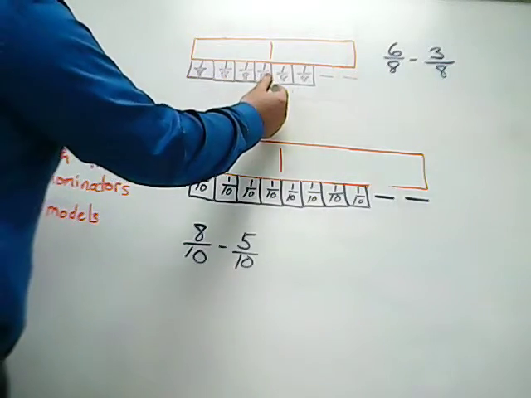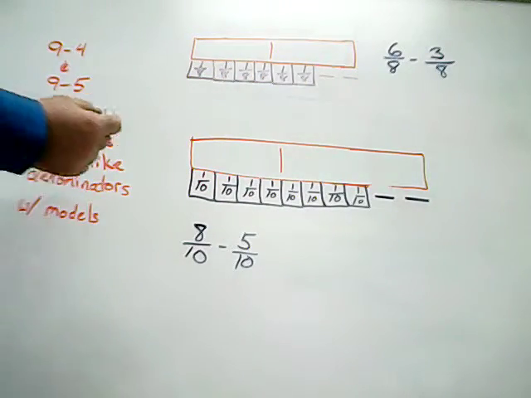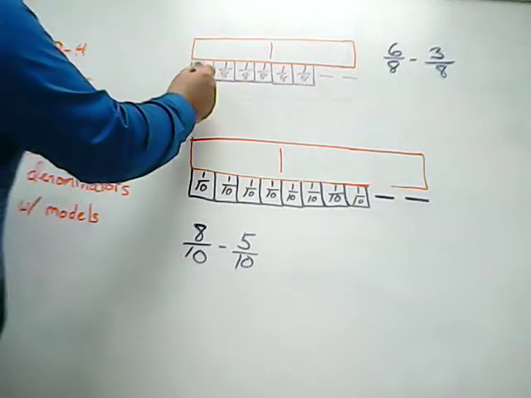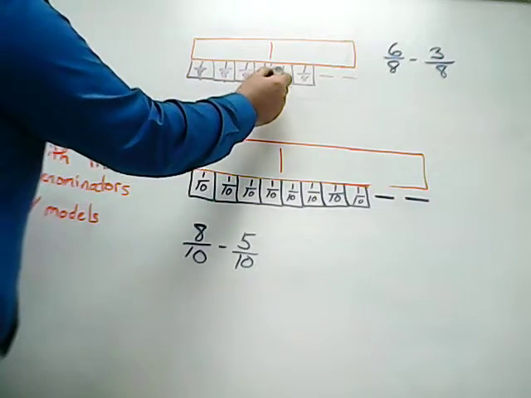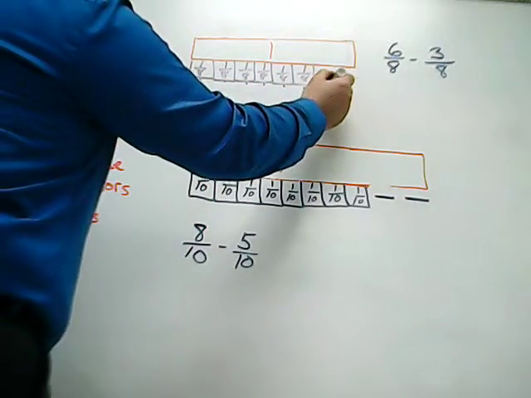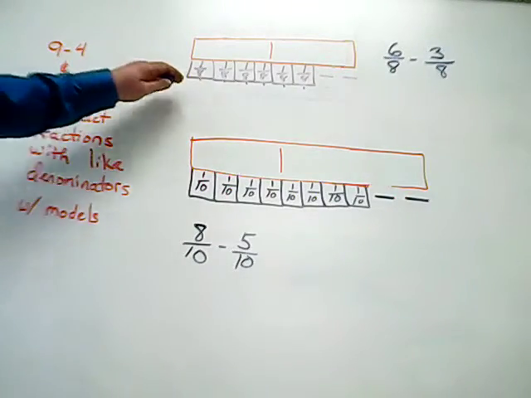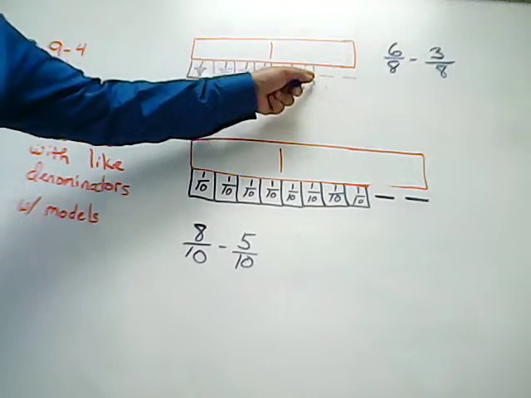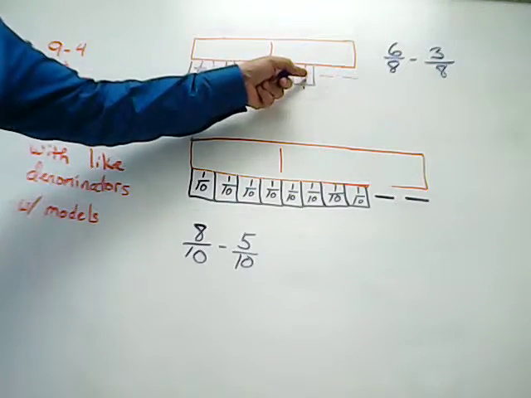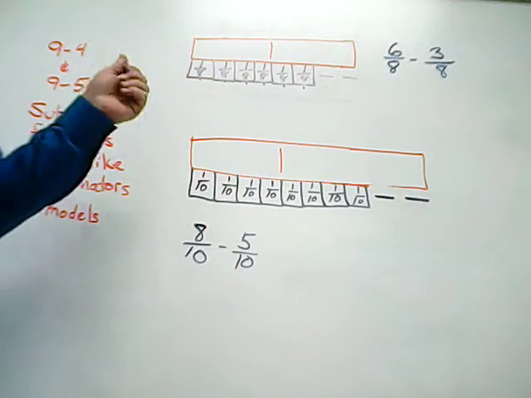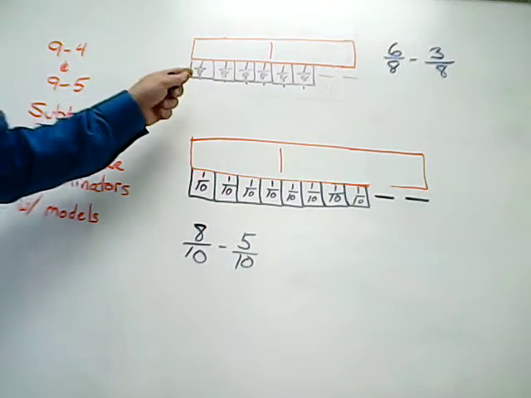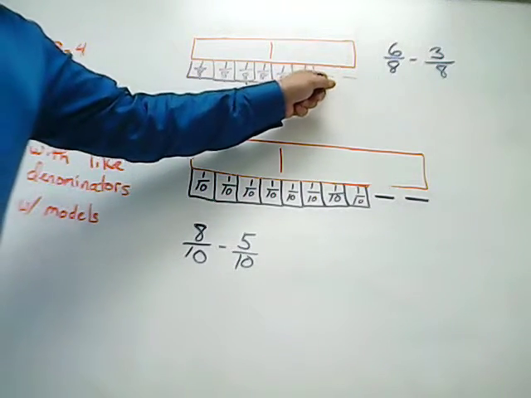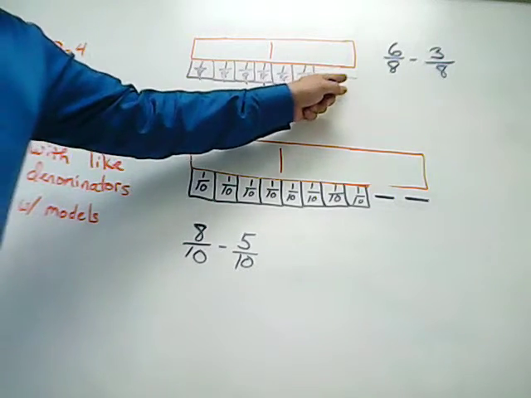My models here are broken into eighths. However, my problem is 6/8 minus 3/8. So I need to just use 6/8 rather than the full-on amount of 8/8. So I'm just going to draw 6/8. Now notice, compared to my one whole strip, 6/8 stops right about here. What I did to represent the other 2/8 so that I know I drew my figure properly, 1/8, 2/8, 3/8, 4/8, 5/8, 6/8, and then I put a dash and a dash where 7/8 and 8/8 would be.